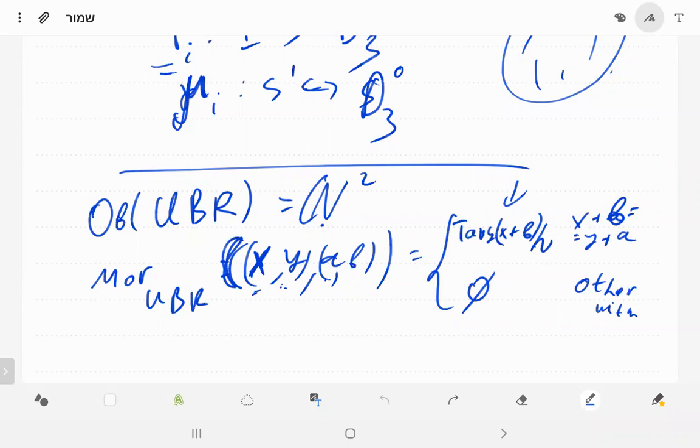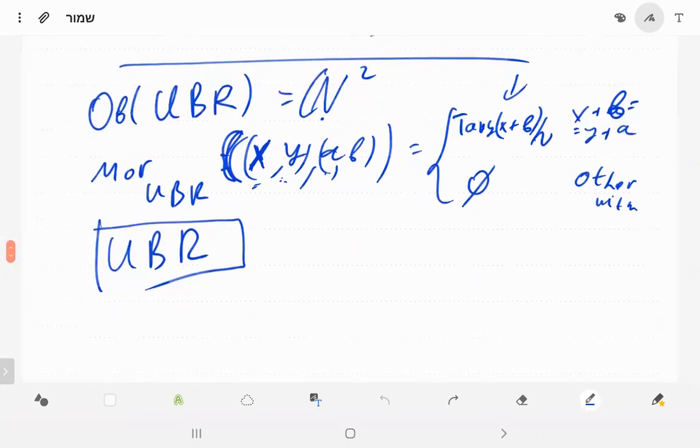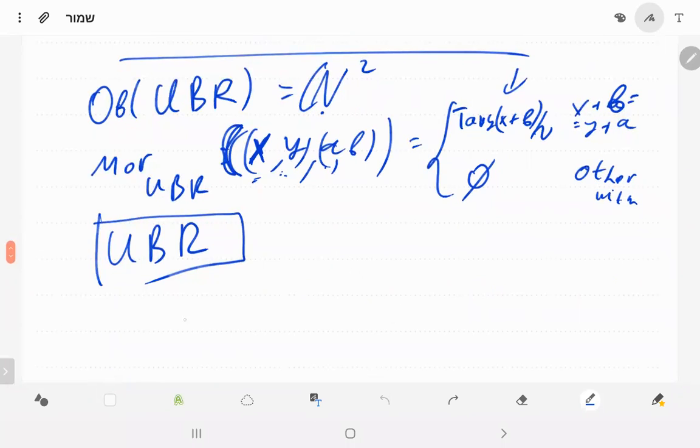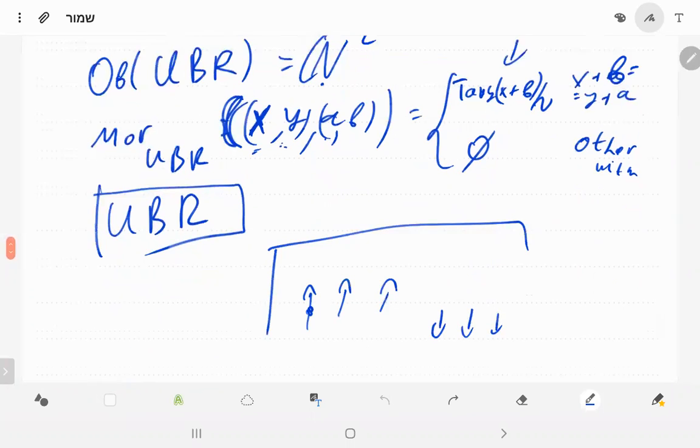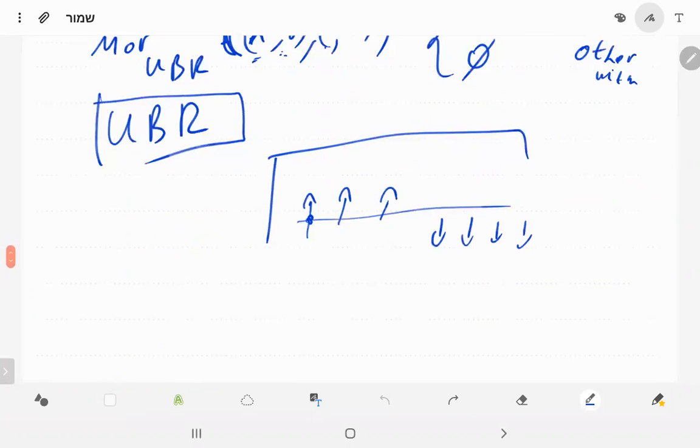So is the definition of this category clear? A topological definition. Maybe I can say it slightly differently. Objects are pictures like this. I have some number of arrows up and some number of arrows down. And morphisms are boxes.